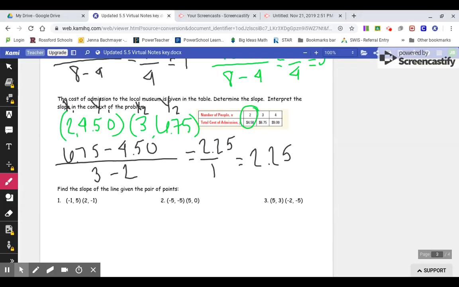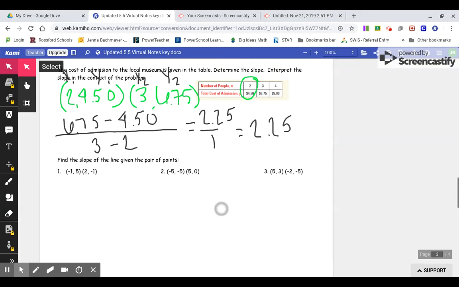Welcome back. Back to this problem before we took off. We got $2.25 as our slope. So that means for one ticket, it's $2.25. So let's go ahead and keep trying with these next three examples.